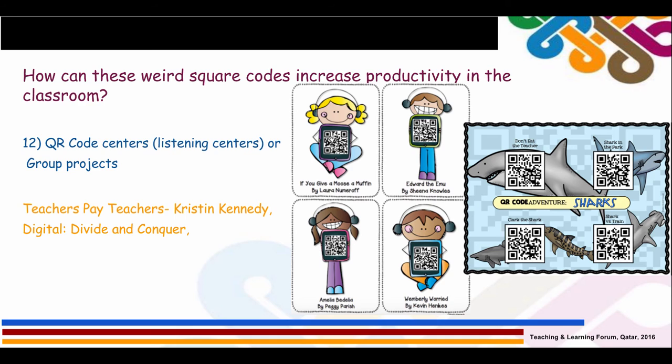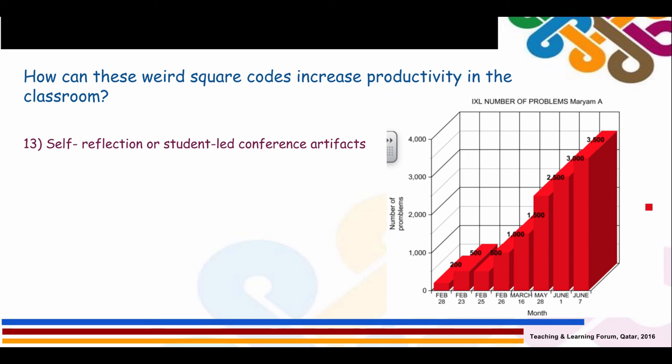The use of QR codes for listening centers or group work is a great idea, and you can find many resources available online, even for free, on Teachers Pay Teachers, for instance. You can see here some examples of read aloud stories. For instance, If You Give a Moose a Muffin, read by Laura Numeroff, or Amelia Bedelia by Peggy Parish. What you can do is either record your stories yourself, or just link QR codes to already created videos or read alouds on YouTube. As you can see, you can do lots of things with QR codes.